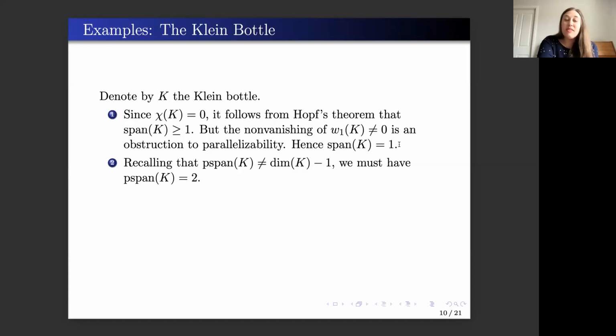So the Klein bottle is 2-dimensional, and we know that p-span of a surface can't be 1 because 2 minus 1 is 1. So we must have that the projective span is 2.